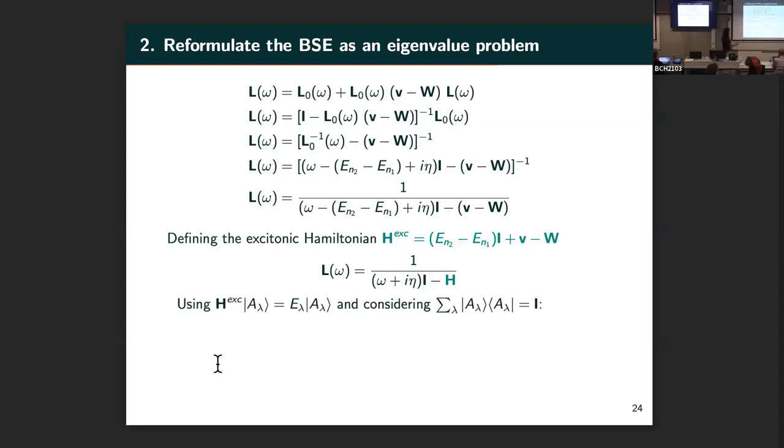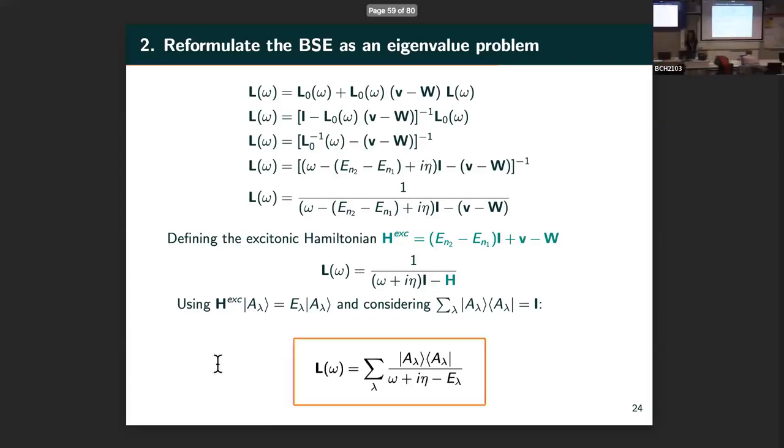If we now consider that the solution of the excitonic Hamiltonian will be these eigenvectors, with these energies, and we make an approximation and say let's consider that the excitonic Hamiltonian is Hermitian, we will get this relation that you already know. We can replace this one for this, and in here the Hamiltonian for the energies that we get out of diagonalizing it. And this is the Lehmann representation that Francesco showed, but this is for L instead of for G.